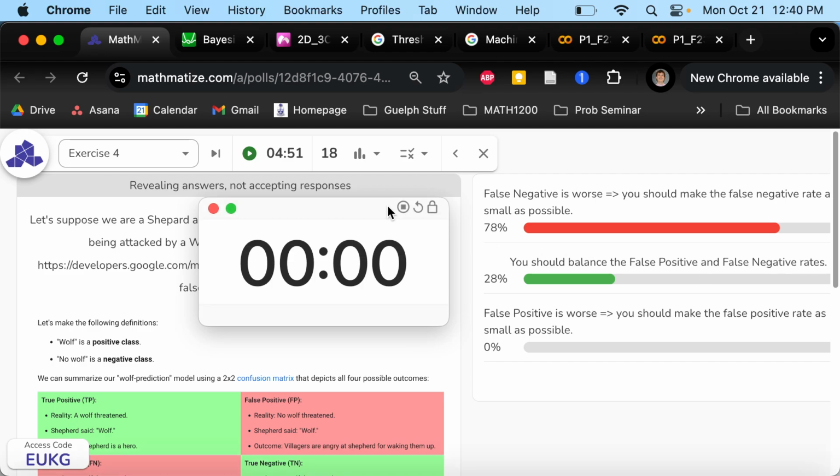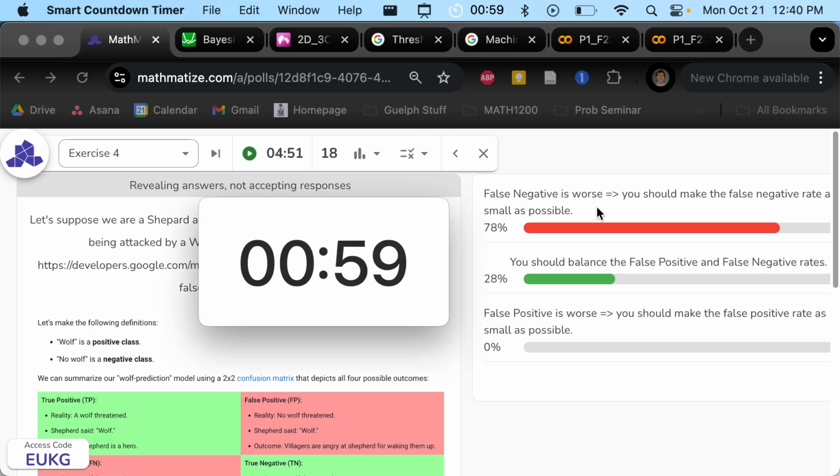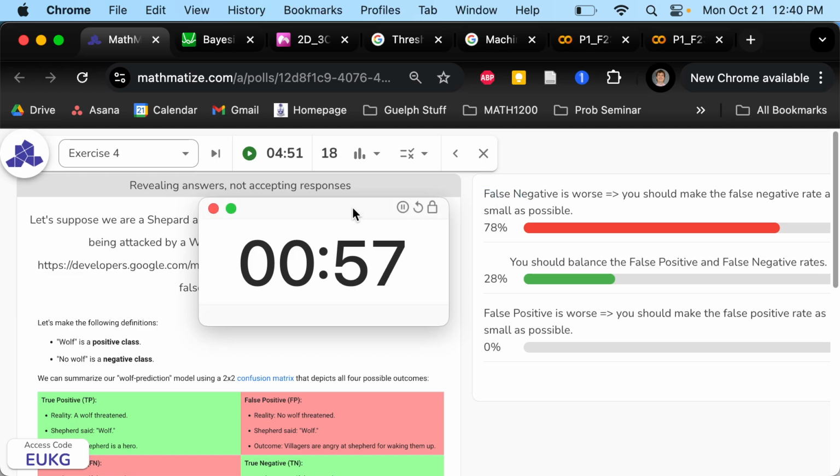Okay, time's up. So who wants to tell me, maybe somebody who picked this and now realizes the error of their ways, what is the wrong thing in this? Why is this wrong? Why can't you just say, make the false negative rate as small as possible?